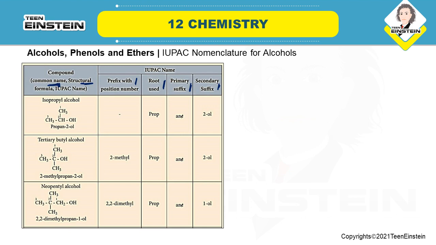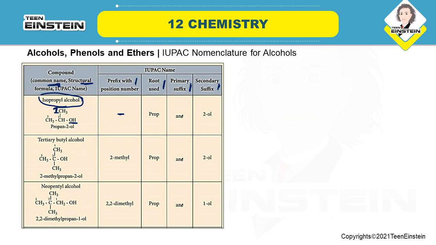So this molecule is CH3, CH3, with the OH group attached at the 2 position. The common name is isopropyl alcohol, which we have already seen in the last slide, right? But how do we write the IUPAC name? First, prefix with position number, but we do not have any substituent, because in the longest chain, 1, 2 and 3, there is no other substituent. So that is why there is no prefix.